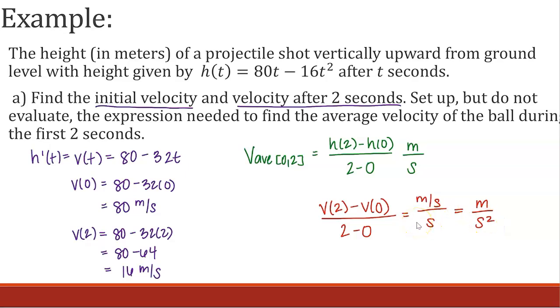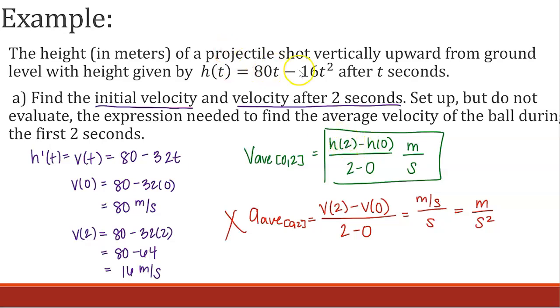So we really have to be careful, right? This would be average acceleration on the interval from 0 to 2, which is not what we're being asked for. So when we find average velocity, it's the change in distance over the change in time. So it's not this one, right? This is my setup, and it was setup only. We didn't actually evaluate it by plugging into h and plugging in 0 and solving all the way.